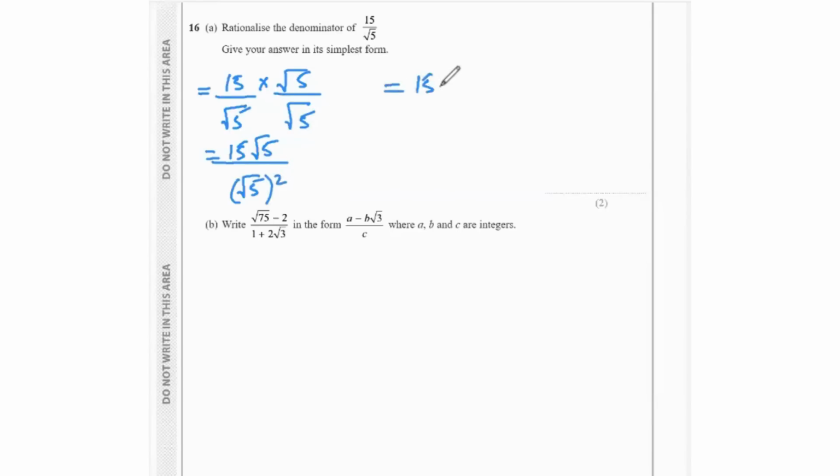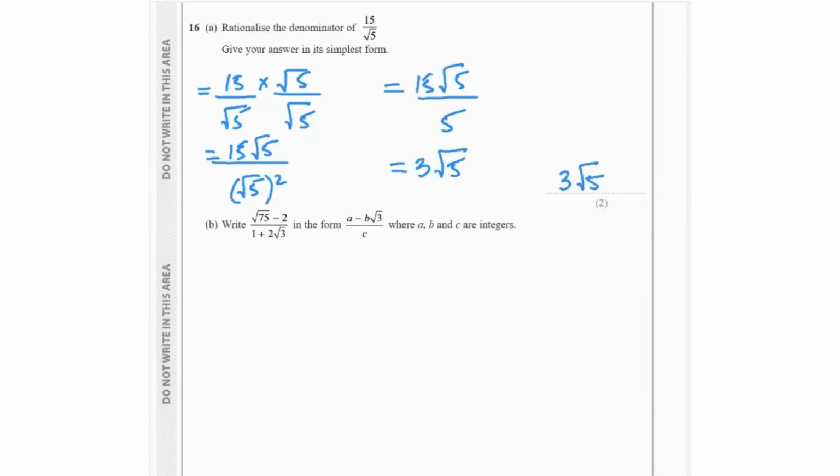Question 16 says rationalize the denominator of 15 over root 5. So when we're rationalizing a denominator where there's just one surd, we just times both the numerator and denominator by that surd like this. So that's going to be 15 root 5 over root 5 being squared because we're multiplying two root 5s. So that's going to be 15 root 5 over 5. Square of a square root is the number inside the root. That's just 5. And then 15 divided by 5 is 3. So 3 root 5 is the rationalized surd.